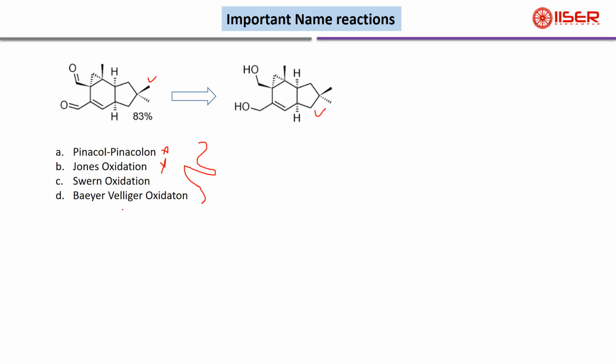So it is a cut. Baeyer-Villiger oxidation is for formation of ester, not for aldehyde. So this is also cut. So the remaining option is Swern oxidation. Swern oxidation can oxidize both secondary and primary alcohol because they have an H available, and it stops at the aldehyde step, not undergoing over-oxidation. Because of that, the correct option is option C.